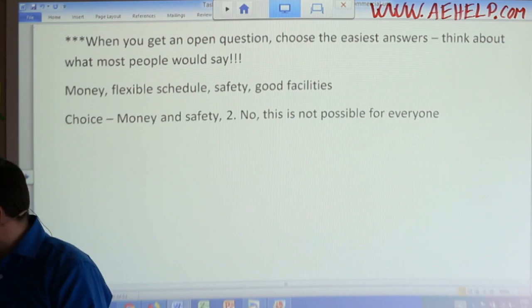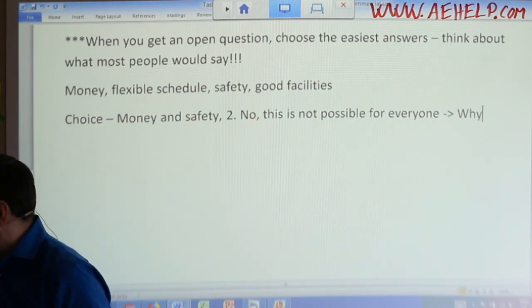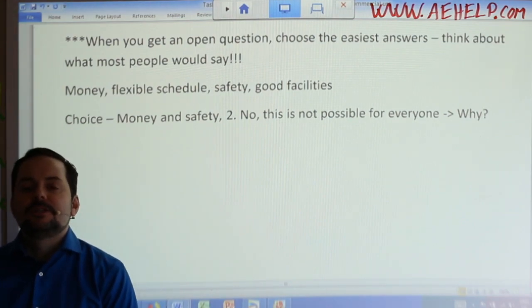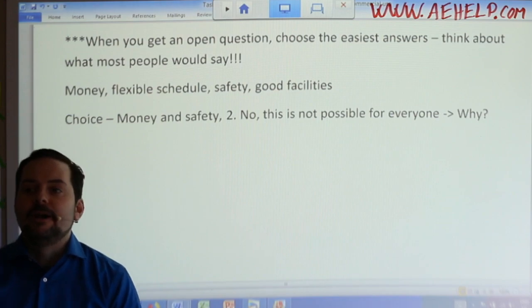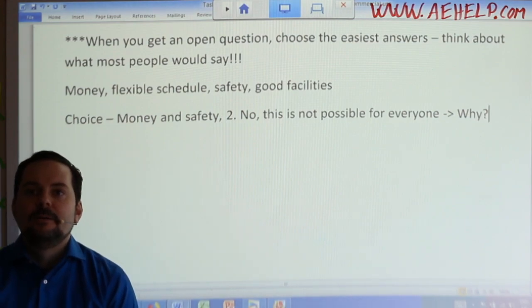Why? Okay, so this is our quick brainstorming before we write. You should do all of this in just a couple minutes, 2 minutes, when you're preparing for your task 2. Why is this not possible for everyone? So why are money and safety not possible for everyone?